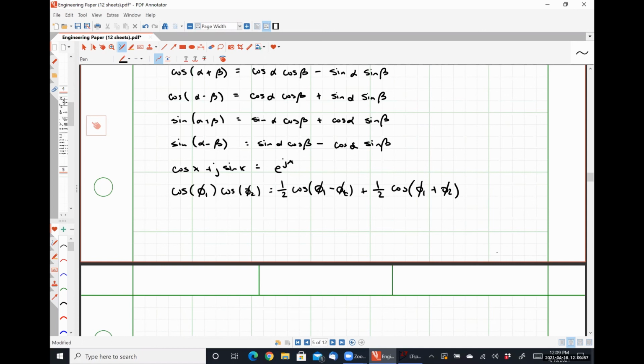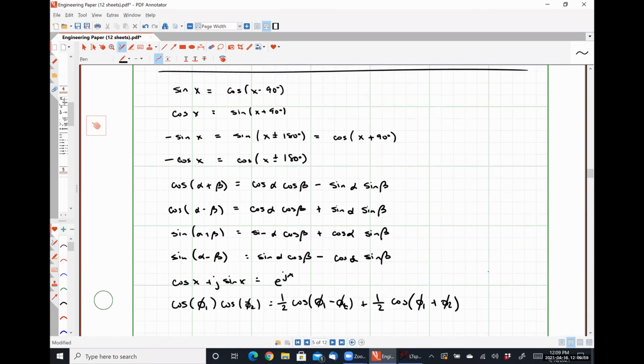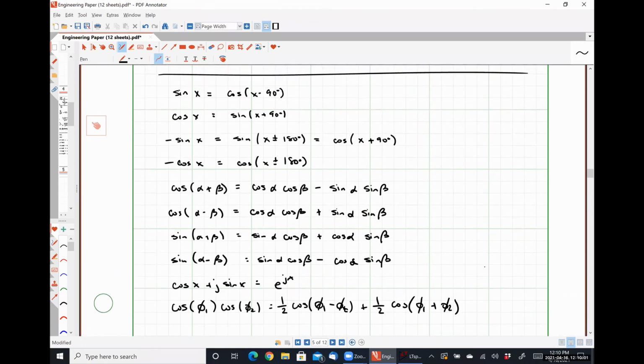So that's all the trig you could possibly ever have to know, but the ones that are going to show up the most are this one and this one and this one. All the others you can manipulate. And these four right here are only good if you want to make yourself sick doing stuff in the time domain. Don't do it. It's a bad idea.